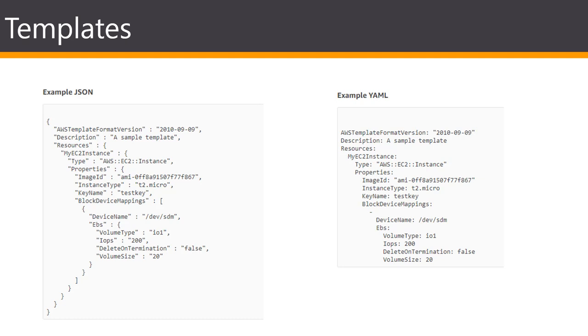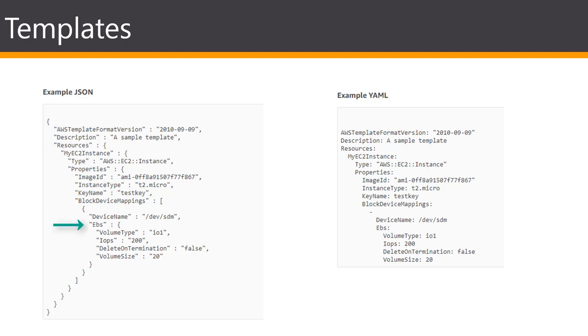On the screen, you see an example of a JSON file and a corresponding YAML file. In these basic templates, CloudFormation is going to provision an instance with that specific AMI ID. The instance type it's going to provision is a T2 micro, which is the smallest EC2 instance and is also part of the free tier. It also references the key pair, the key name, which is called test key, and an EBS volume.